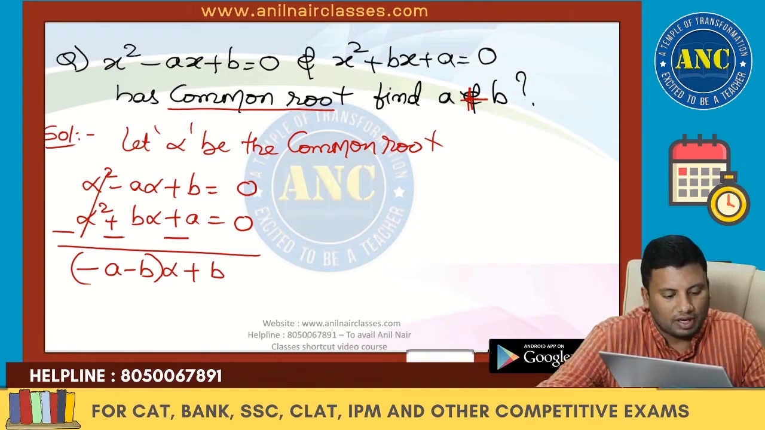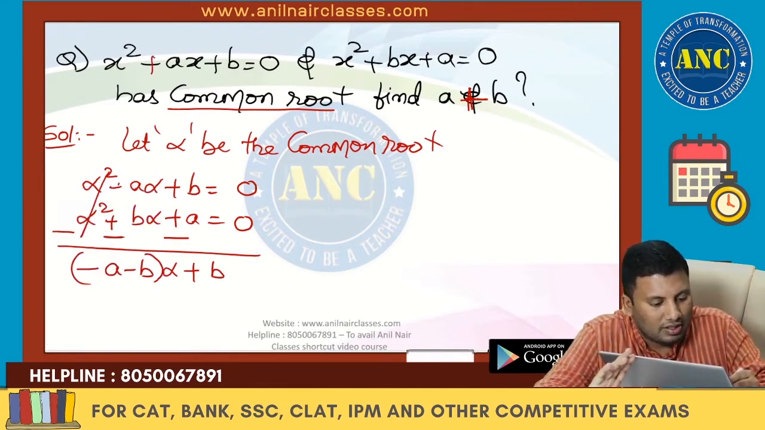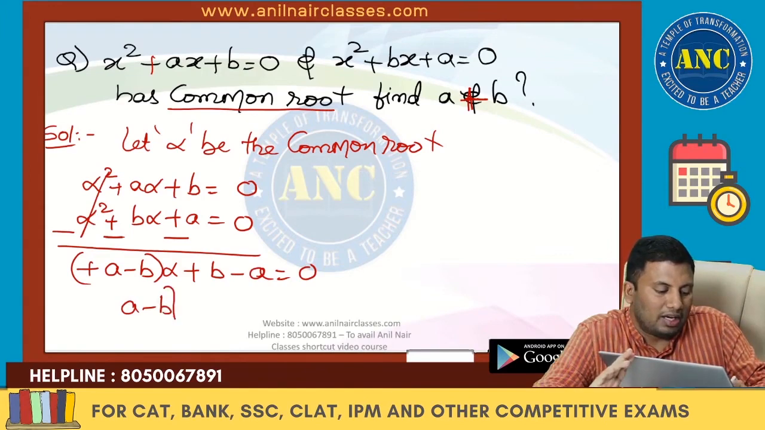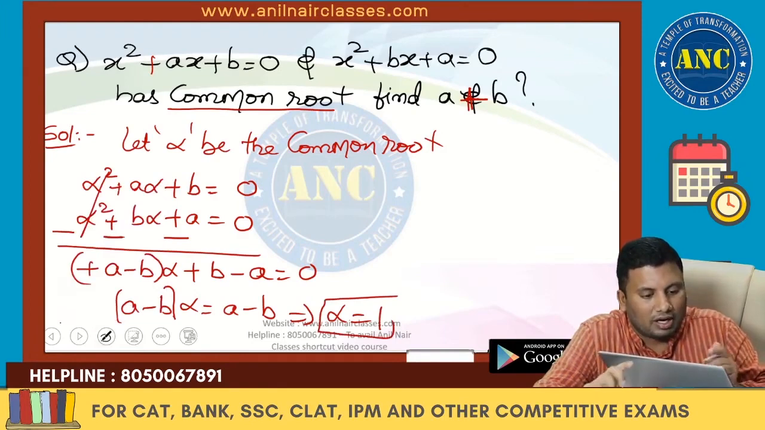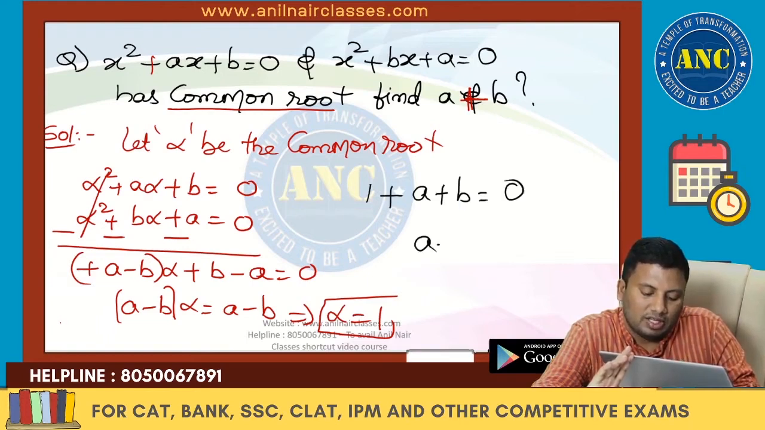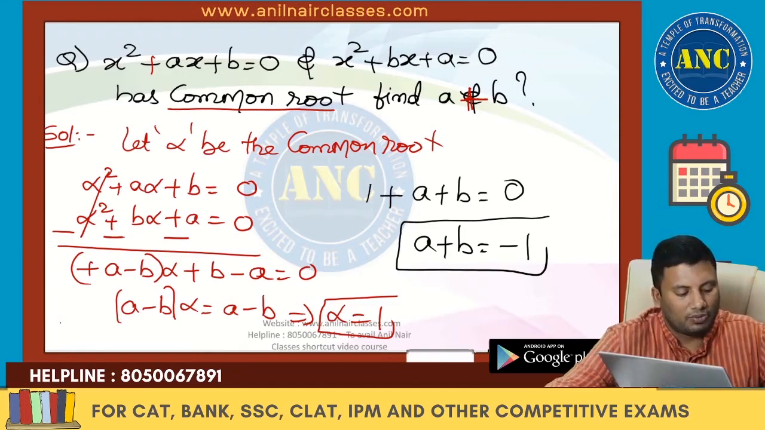Am I right? So what we'll do is make it into plus. A minus b into alpha plus b minus a is 0. So a minus b into alpha is nothing but a minus b. Alpha is nothing but 1. If alpha is 1, put it in the equation: 1 plus a plus b is 0. A plus b value is nothing but minus 1. I hope the idea is clear. Alpha is the common root.